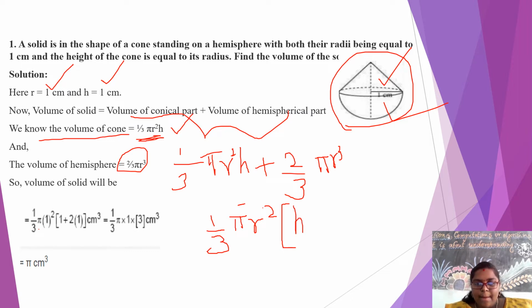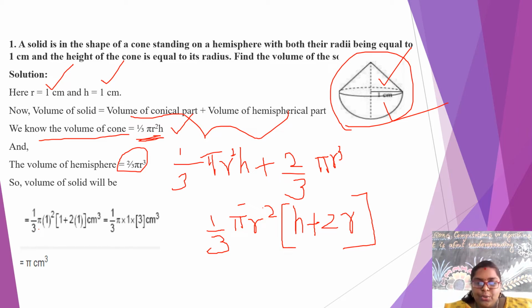h, plus. In the 2 by 3 we took 1 by 3 out, so the remaining will be 2. Pi we took as common. In r cube, r square we took, so r will remain. Clear? 1 by 3 pi r square we took common, so the remaining thing is h plus 2r.